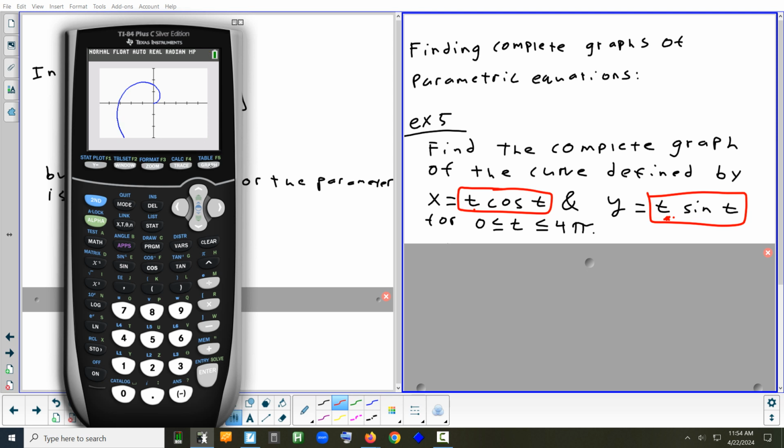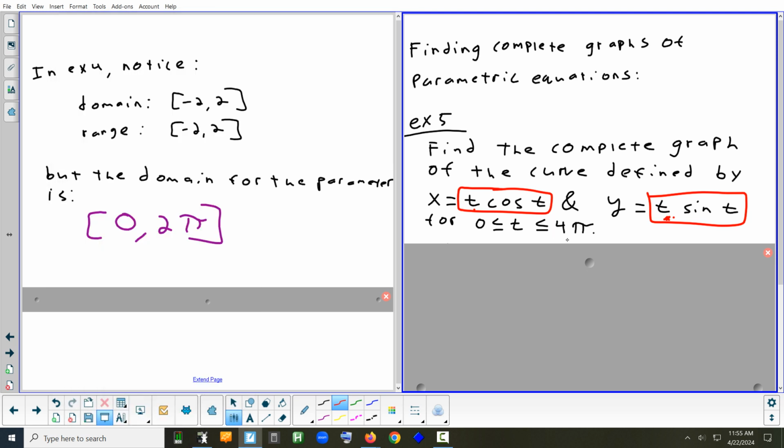Okay, well, it's going off the screen. So let's see what the biggest part of the spiral is, so we don't go off the screen. What's the biggest t could ever be? 4 pi. That's given. The biggest t can be is 4 pi.